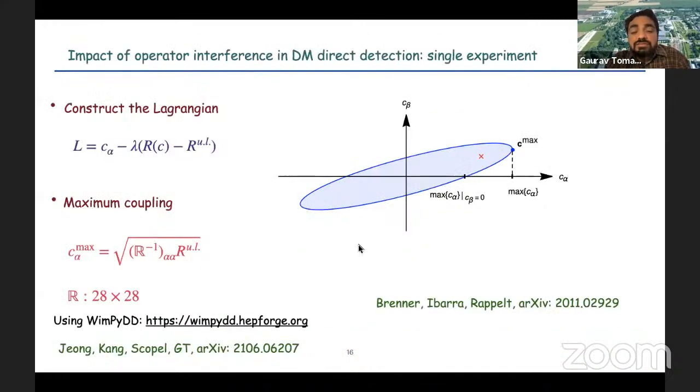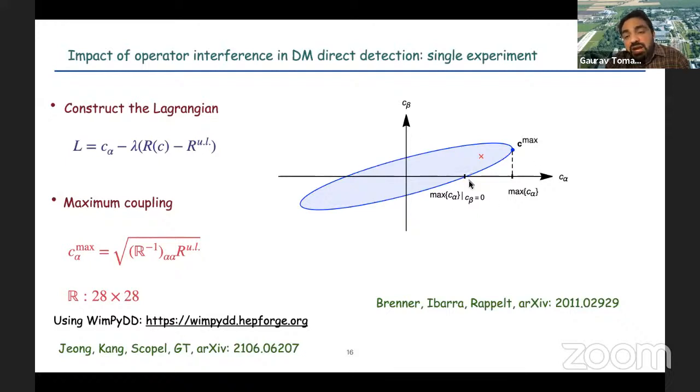Okay, so this is the method first developed by Brenner, Ibarra, and Rappelt in our group here, and they did this analysis for IceCube. Now we generalize this idea to dark matter direct detection and for different kinds of experiments. So what is their idea, simply? Let's see, in 2 dimensions, we have achieved this ellipse here.